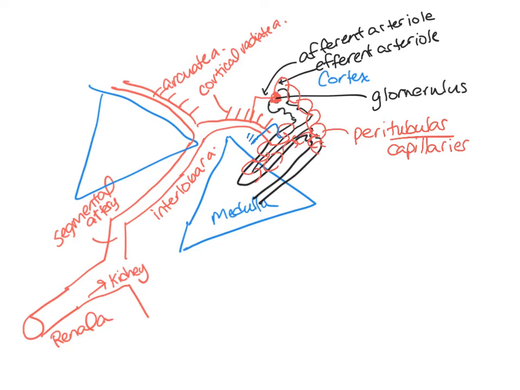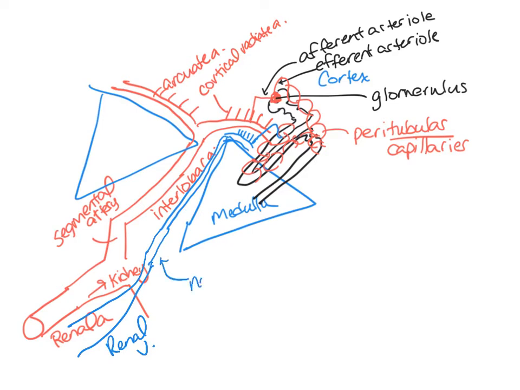So now we've got all these cortical radiate veins. Those cortical radiate veins then drain into the arcuate vein. The arcuate vein then drains into the interlobar vein, and the interlobar veins then drain directly into the renal vein. All right, so a big difference here, we have blood going in, and then it's kind of coming out the exact same pathway. The big difference here is that there is no segmental vein.